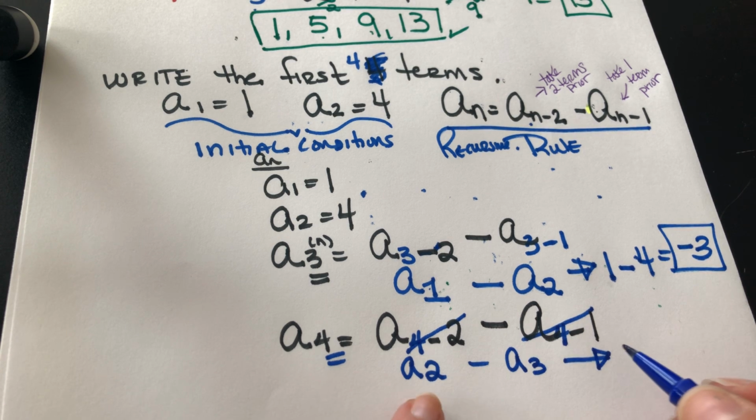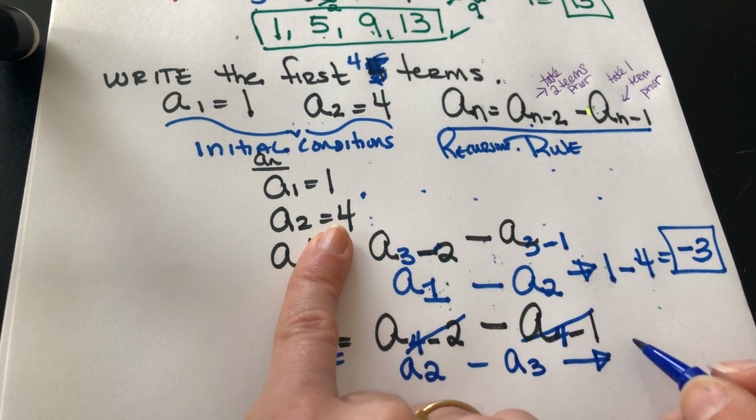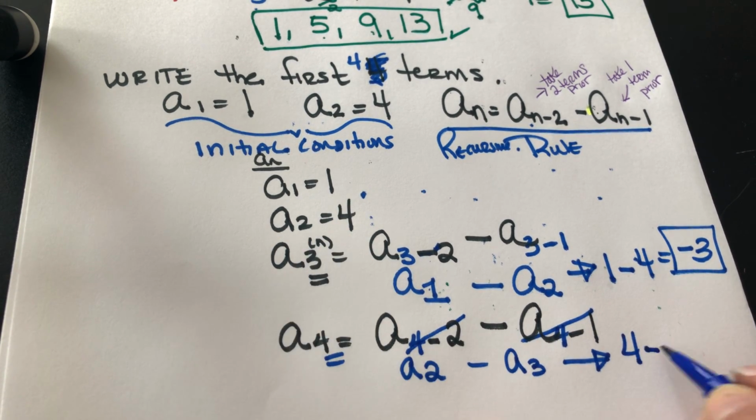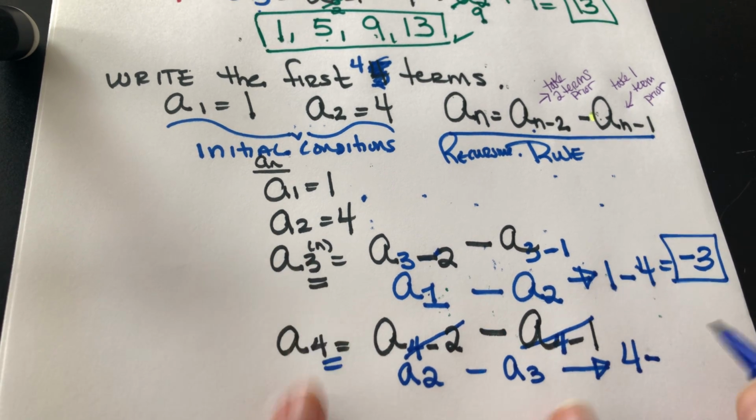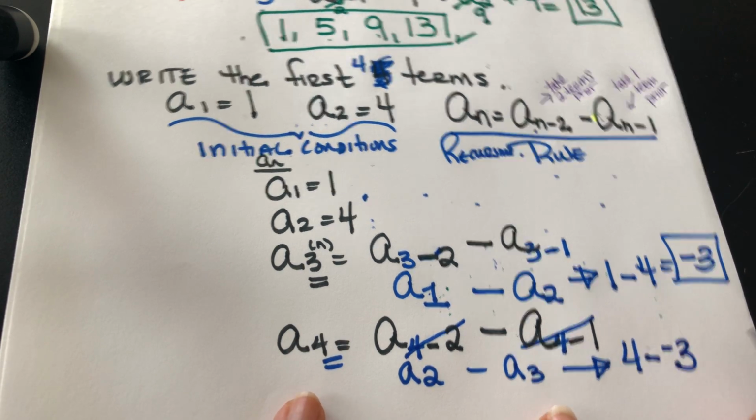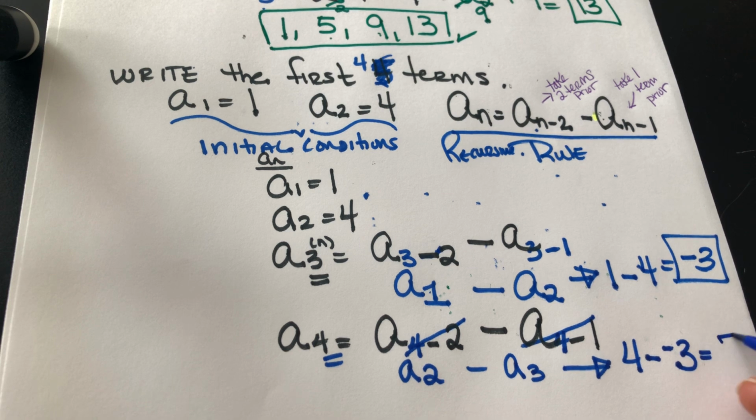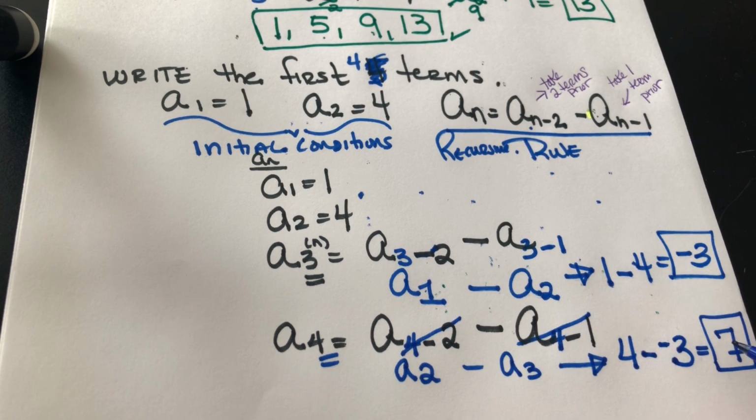Okay, so what is a of 2's term? Replace with a 4, minus a of 3's answer, which is negative 3. And you get plus, so 7. It's really important you take your time, because if you get this wrong, it's going to be wrong for recursive, because recursive all depends on your first term, or the term prior.